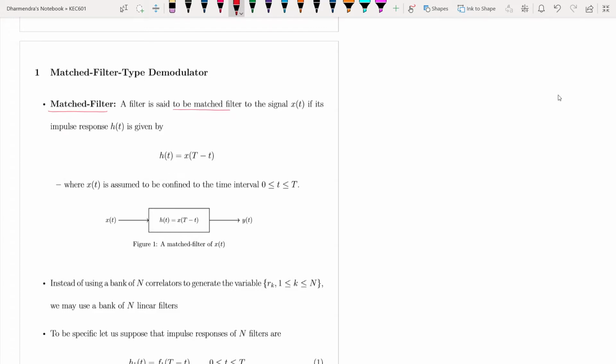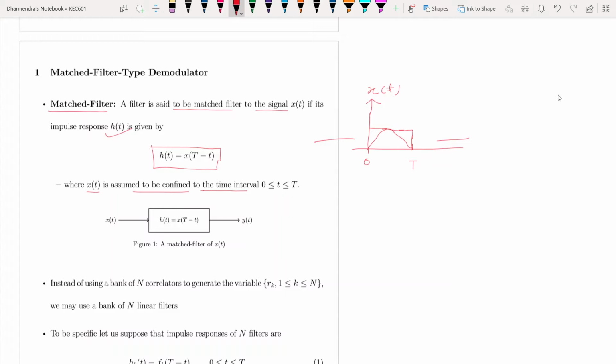A filter is said to be the matched filter to the input signal x of t if its impulse response h of t is given by this relation: h of t equals x of capital T minus small t, where x of t is assumed to be confined to the time interval 0 to T. It means your signal x of t should be defined in this interval, like this. Outside this interval, it should be 0.